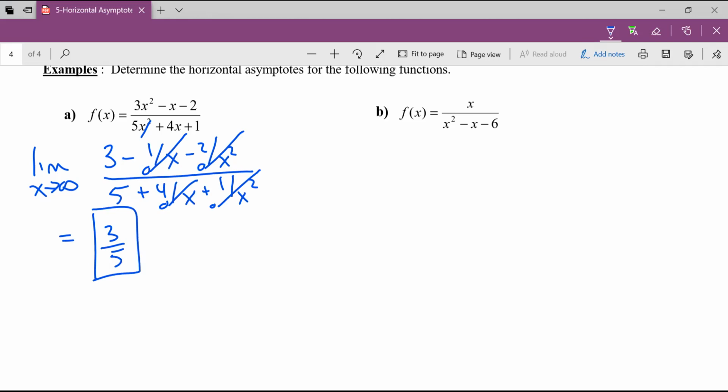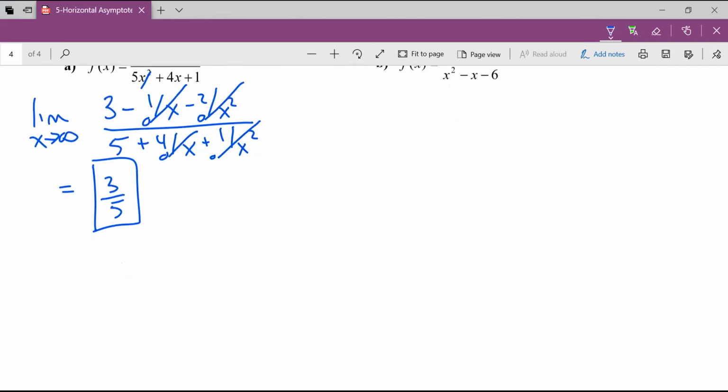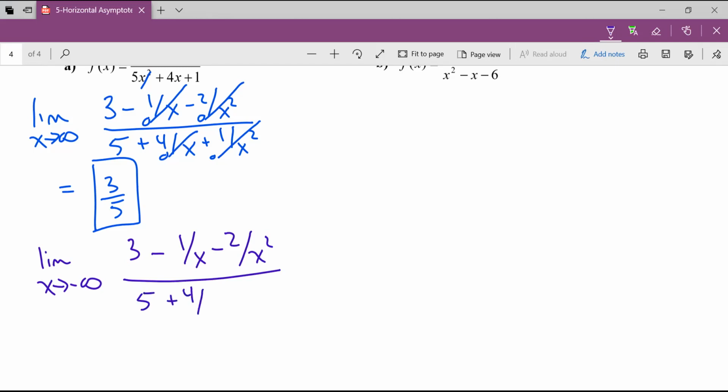Now, don't stop there. We do it again, but we check as the limit goes to negative infinity. So the limit as x goes to negative infinity, because what we saw in the previous graphs is that it can go to a different value or not even exist. So again, we divide everything by the highest power, and we end up with this. And now as we go to negative infinity, well, that negative infinity doesn't actually change our answer because these will still all just tend to 0. And we end up with 3/5.